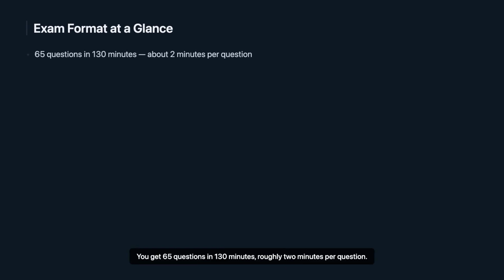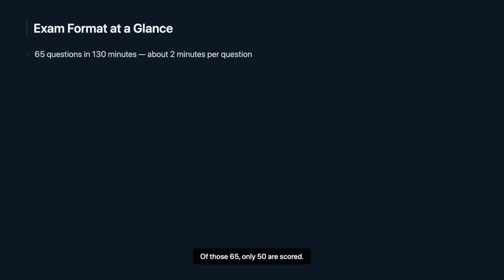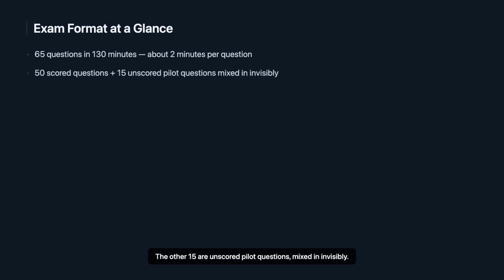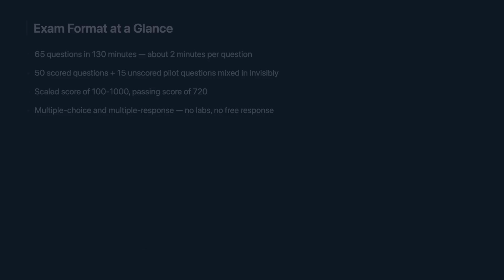Let's talk format. You get 65 questions in 130 minutes, roughly 2 minutes per question. Every question is multiple choice or multiple response, no labs, no free response, and no coding. Of those 65, only 50 are scored. The other 15 are unscored pilot questions, mixed in invisibly. Your final result is a scaled score from 100 to 1000 with 720 as the passing line. That 2 minutes per question budget sounds generous until the scenarios start piling up and the clock starts pressing.